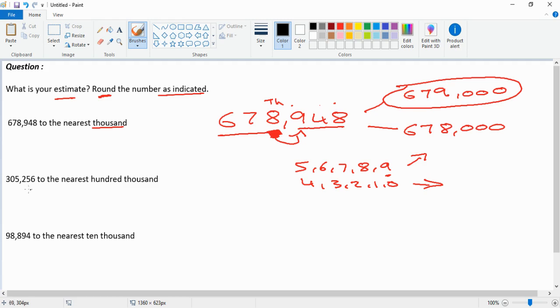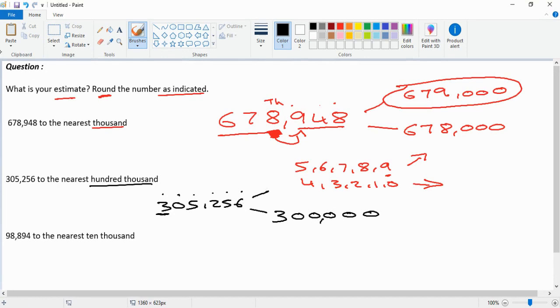Okay, so the next one, 305,256 to the nearest 100,000. I'll go through the same again. I'll copy it out. 305,256 to the nearest 100,000. Ones, tens, hundreds, thousands, tens of thousands, 100,000. So I copy this, 3, and anything after it I turn to a 0. 1, 2, 3, 4, 5.